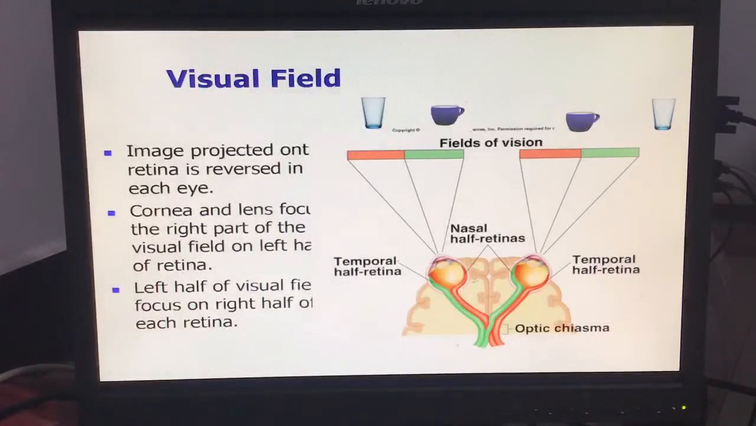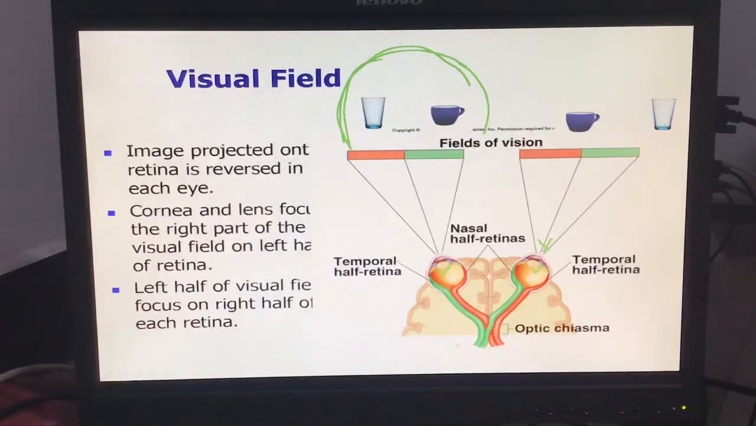Okay, what's the visual field? After finishing this topic, refractive error and refraction, next we move on to the visual field. What's the meaning of the visual field? Here we have two eyeballs, a right eyeball and a left eyeball. If we close one eye, this full field is covered by one eye. It's a full visual field.